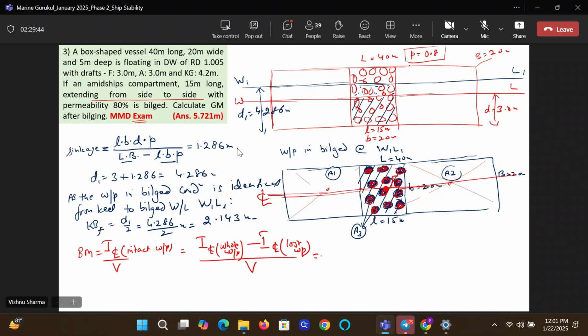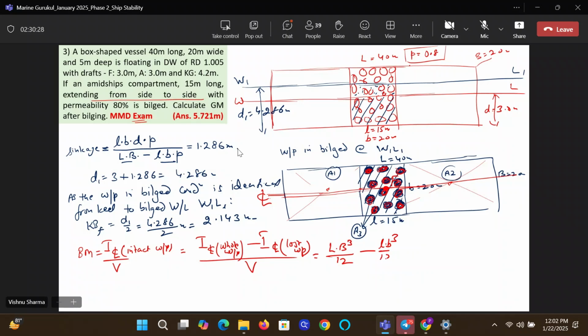Guys, tell me in the notational form, not the values, what will be ICL of the whole water plane? Whole water plane about CL, moment of inertia. Tell me, guys. Capital L into capital B cube upon 12. Okay, is it right, guys? Yes, sir. Now, guys, if there was no cargo, if the compartment was empty, what will be the moment of inertia of the lost water plane about center line? Small l into small b cube by 12.